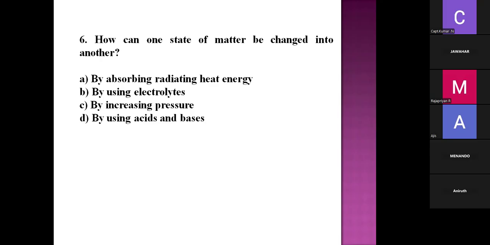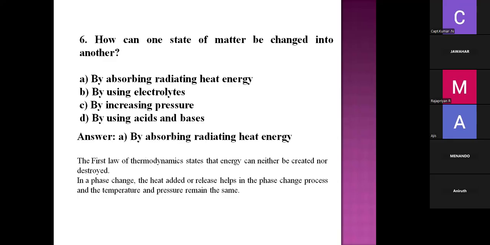The next one. Question: how can one state of matter be changed into another? Option A, by absorbing or radiating heat energy. Option B, by using electrolytes. Option C, by increasing pressure. Option D, by using acids and bases. The correct answer is option A, by absorbing or radiating heat energy.